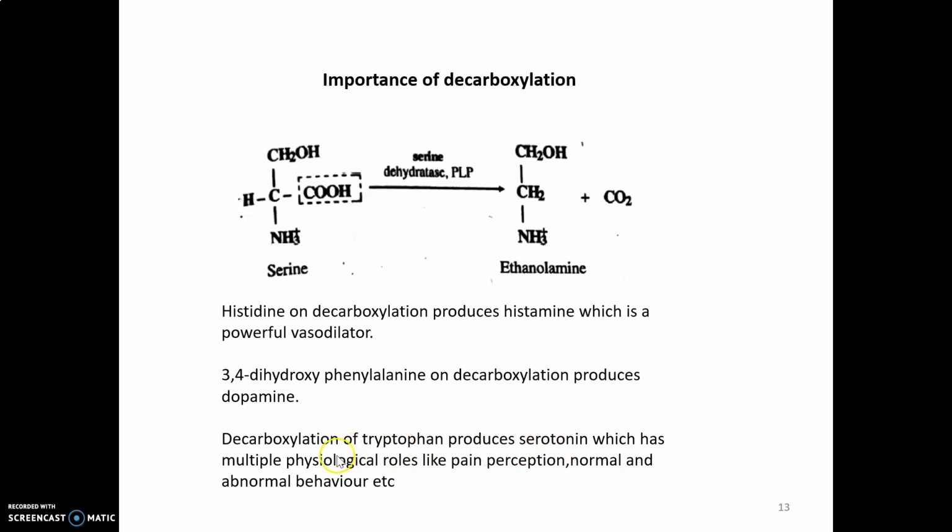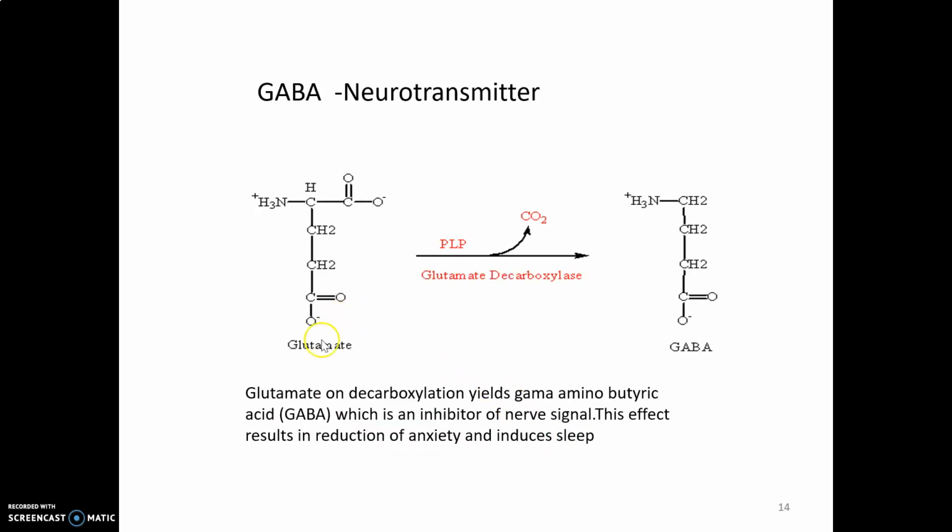They have got multiple physiological roles like pain perception, and for the normal and abnormal behavior of any person, serotonin plays a very important role. So how are these obtained? They are obtained by the decarboxylation of amino acids. Now, see, this is glutamate. Glutamate, upon decarboxylation, gives GABA. GABA is gamma aminobutyric acid. I repeat, decarboxylation of glutamate in the presence of glutamate decarboxylase produces gamma aminobutyric acid.